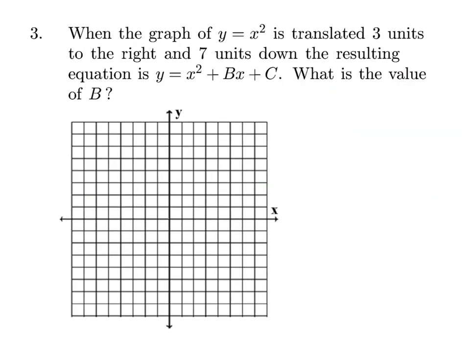All right, on to the next problem. The graph of y equals x squared is translated 3 units to the right and 7 units down. The resulting equation is y equals x squared plus bx plus c. What is the value of b? Okay, first thing we have to do is graph the equation. All right, once again, if you don't know how to graph a parabola, here are the first 3 points to start with.